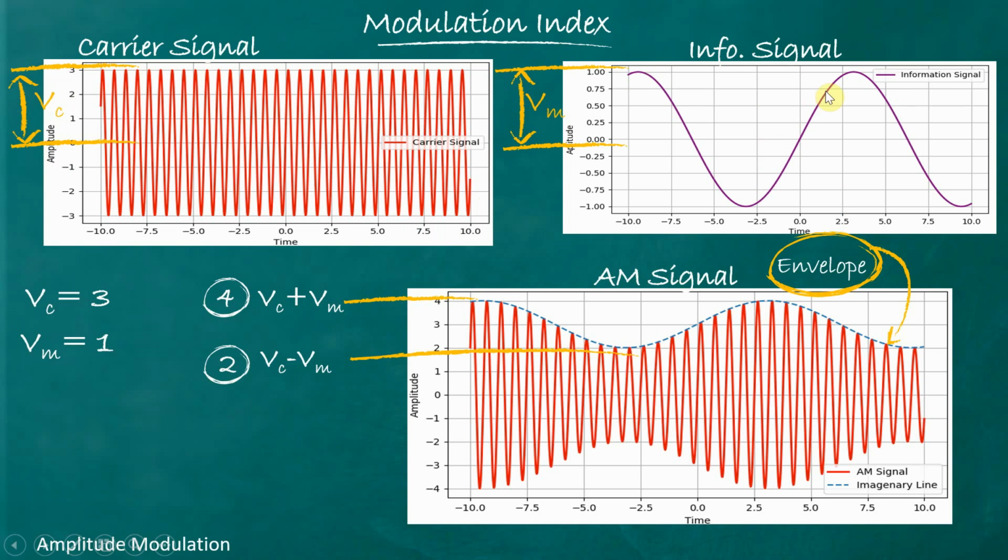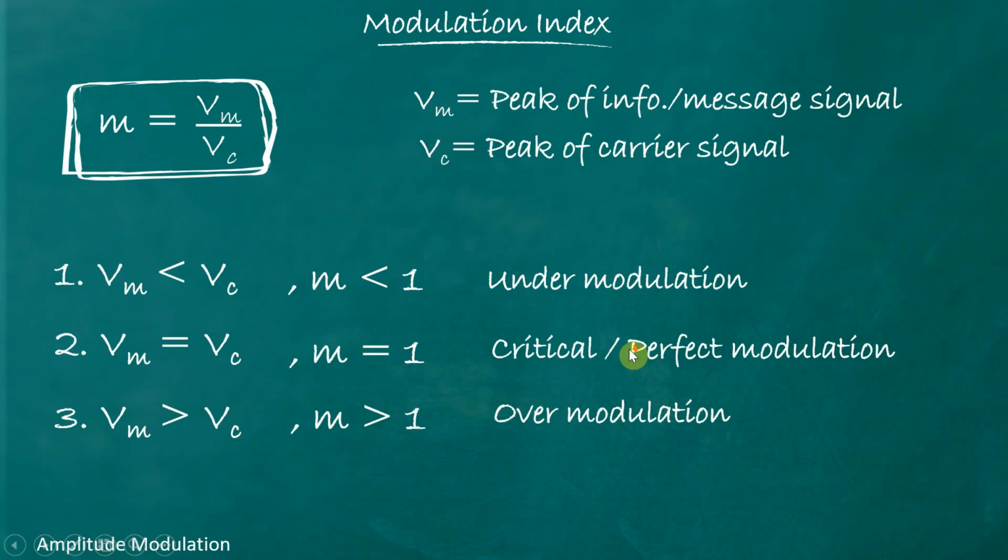Here the information signal is given, a sine wave which has peak amplitude 1 volt, and the carrier signal, a high frequency signal, has peak amplitude Vc 3 volt. So Vc 3 volt, Vm 1 volt. If you want to plot the peaks of envelope for the amplitude modulated signal, Vc plus Vm indicates the positive peak of envelope and Vc minus Vm indicates the negative peak of envelope, means for the upper envelope. So this way you can find out Vc plus Vm and Vc minus Vm.